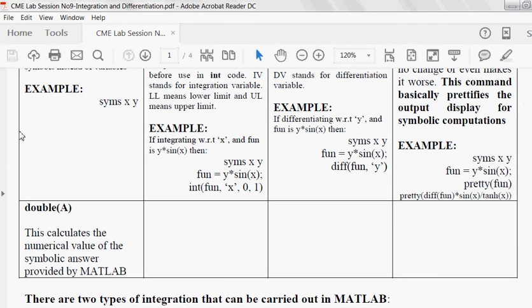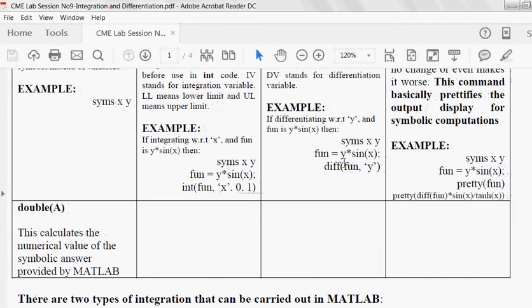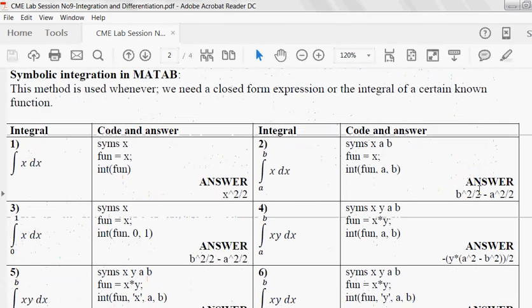For example, if I want to define x and y as symbolic variables, I have to write syms space x space y. Okay, that is one thing. And what if I want to integrate a function like y sine x? Syms x and y, I have to treat x and y as symbolic variables, then define my particular function, then integrate, int function. The integration variable is x, and the limits of integration are chosen as 0 and 1. And for differentiation, diff, differentiate the function with respect to y. Okay, and prettify all the answers.